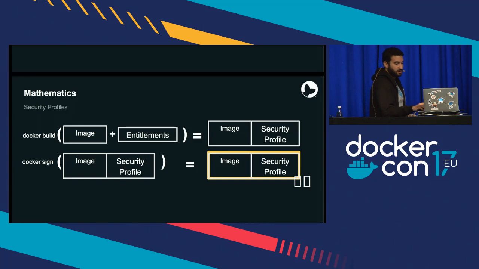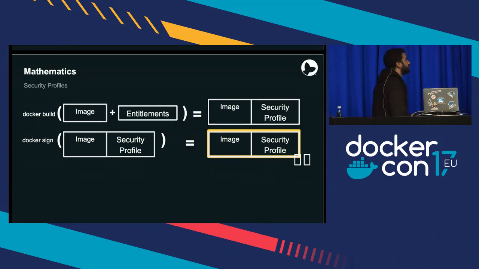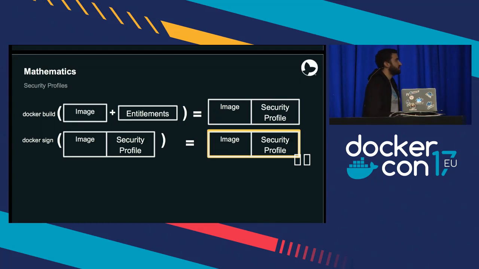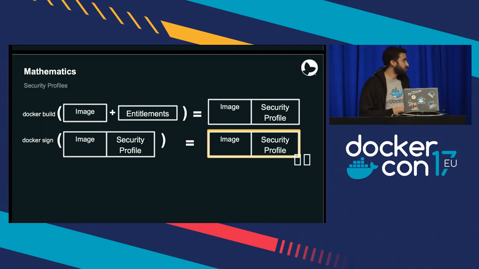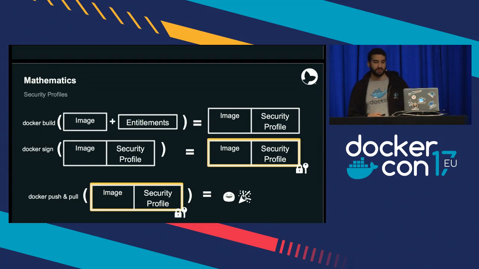Let's say we want to go one step further. Let's say we want to sign it and have that blob signed. We can actually manage that now. I actually tried to add an emoji, it was supposed to be a lock and a key to play the secure guy. You have a signed blob of data with its own security profile that you can push and pull. Wow, that's powerful.